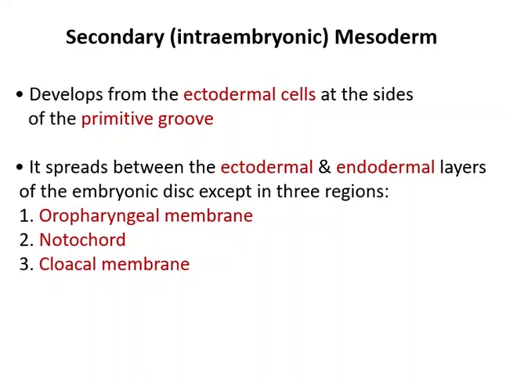And here the spread or migration of the cells occurs in all directions of the embryonic disc, but we have three regions that still remain in two layers, not three layers. There we have only ectoderm and endoderm, and these regions are the oropharyngeal membrane, notochord, and cloacal membrane.